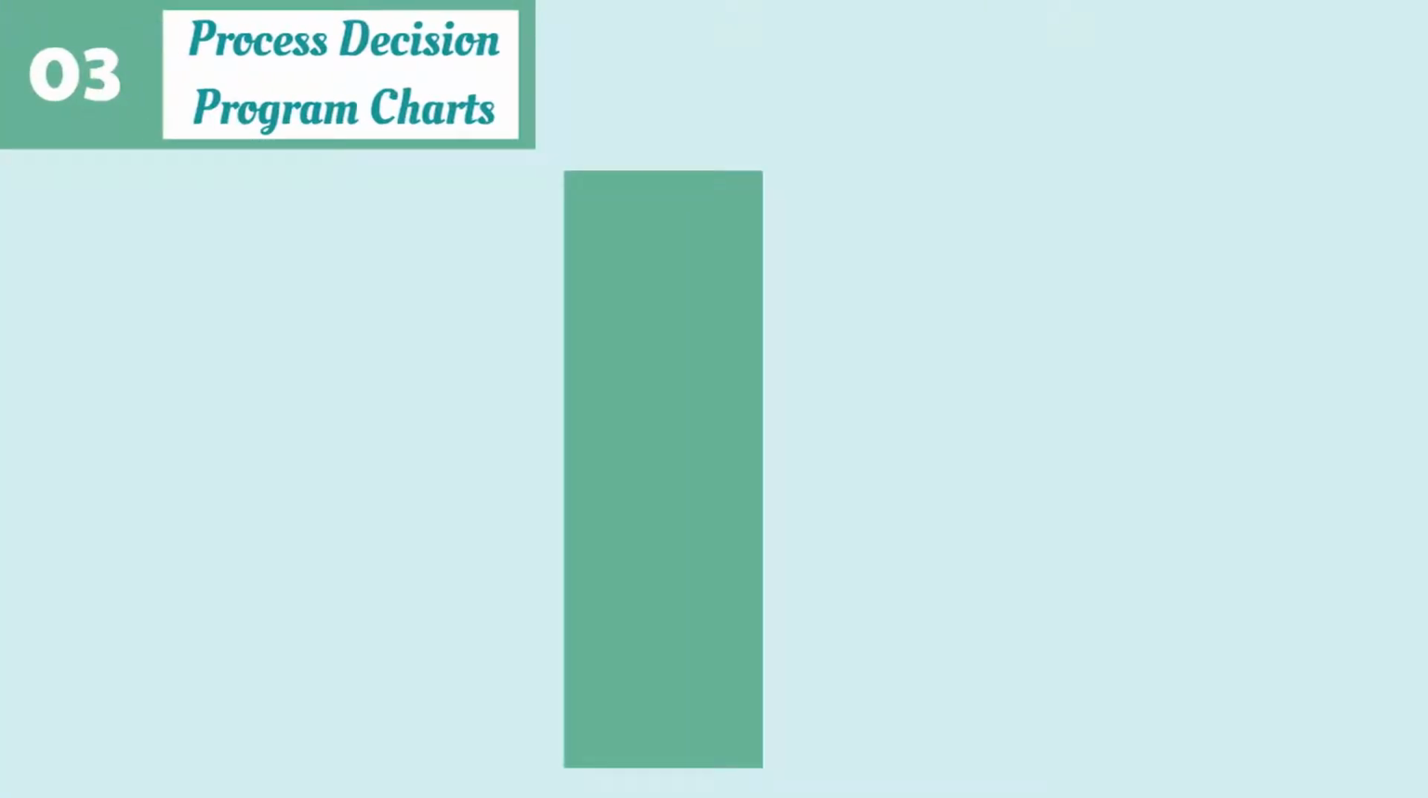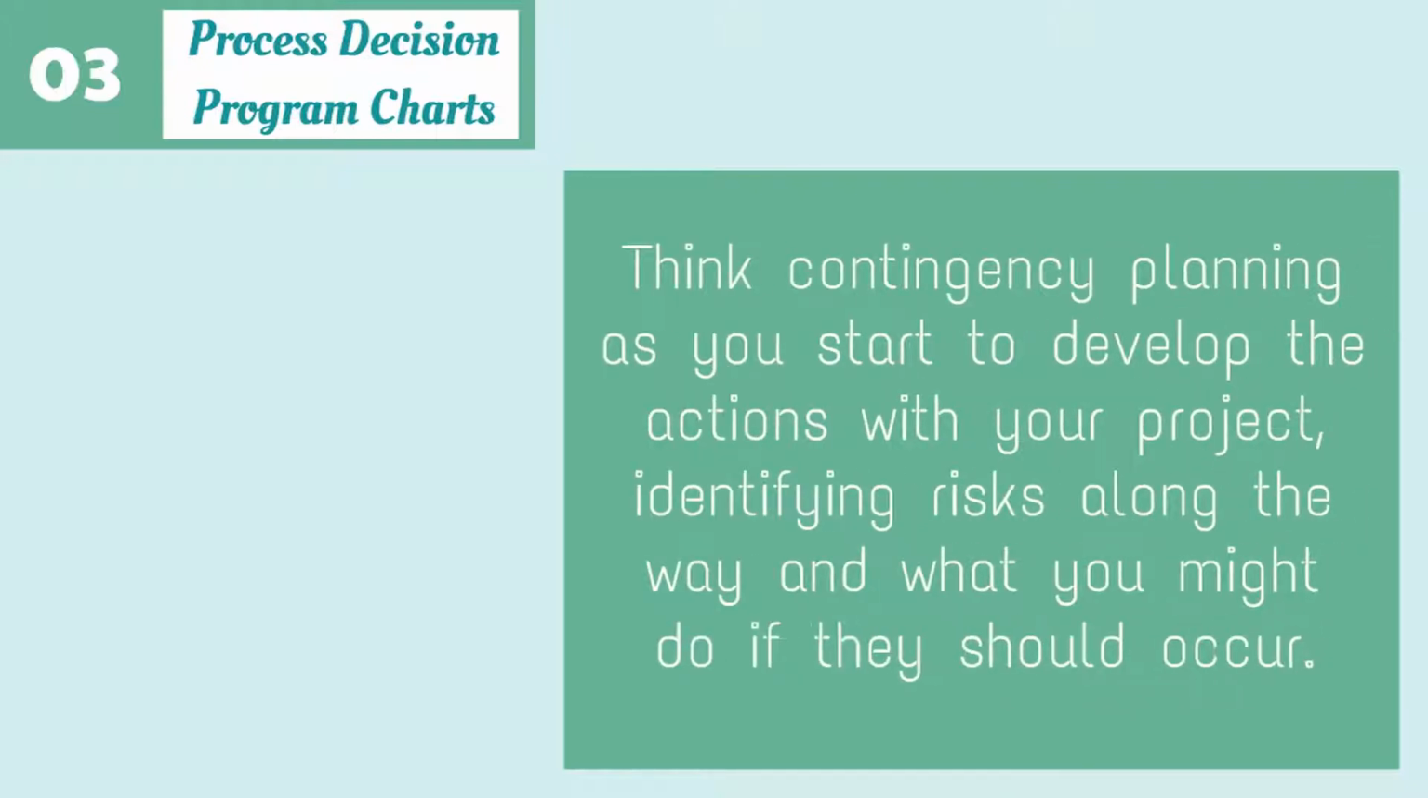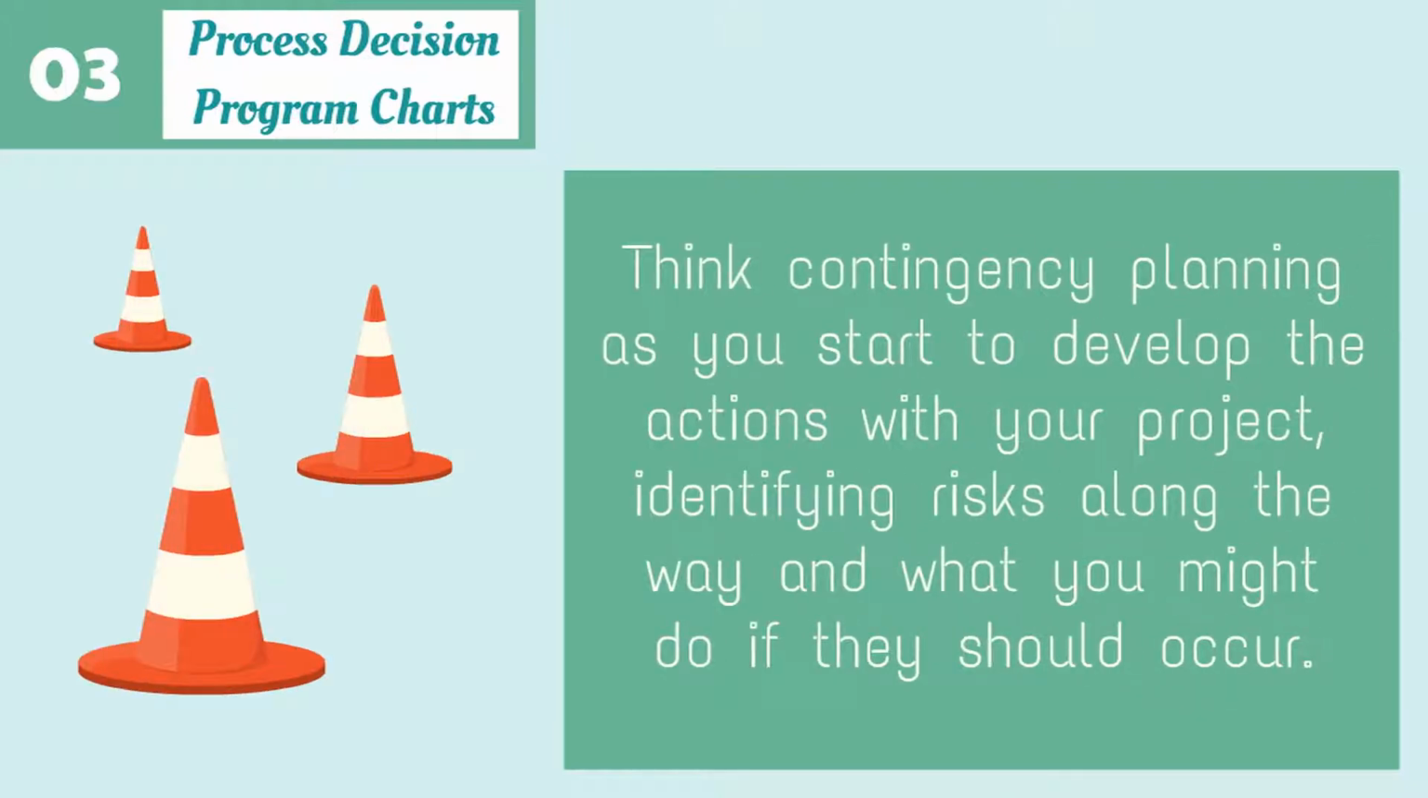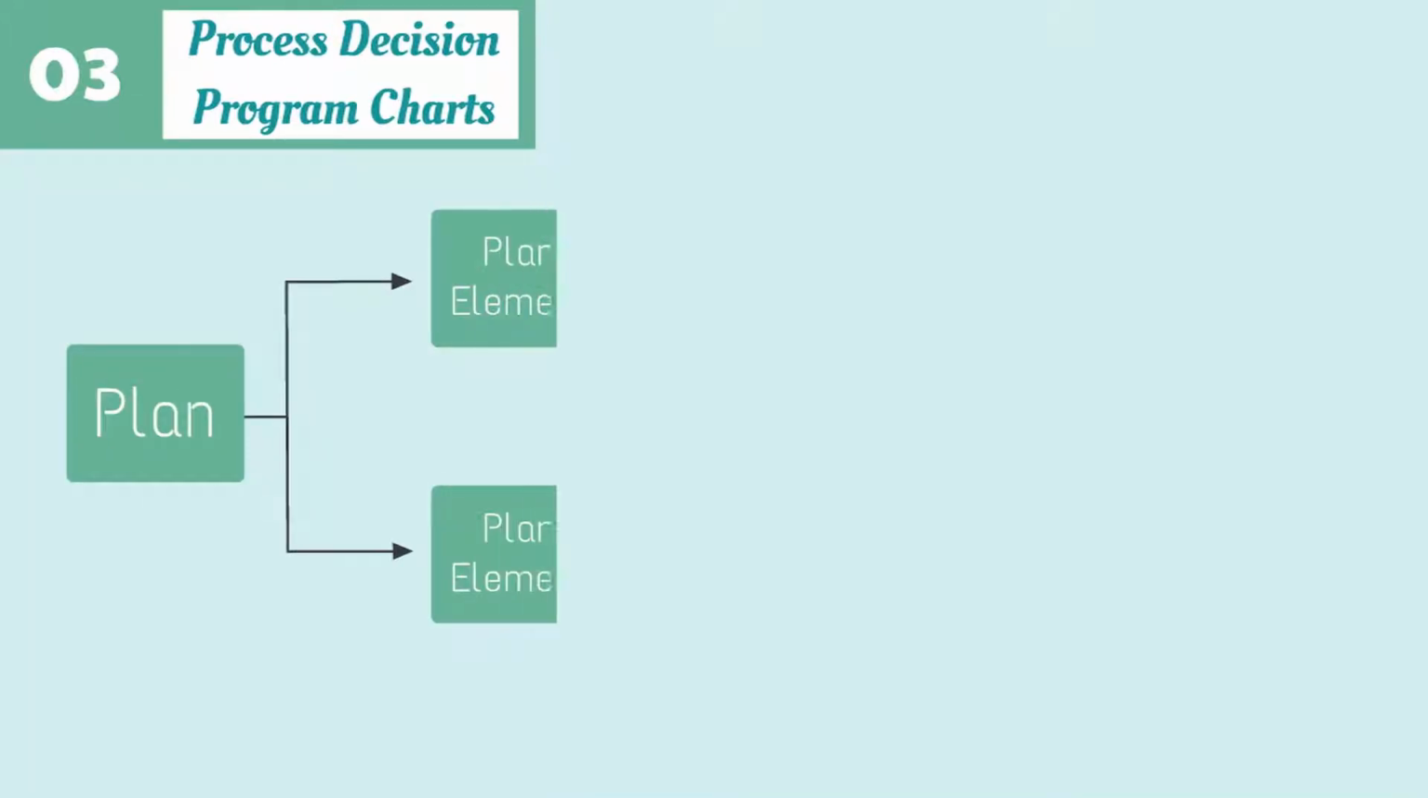3. Process Decision Program Charts. Think contingency planning as you start to develop the actions with your project. Identifying risks along the way and what you might do if they should occur. Look over this example.